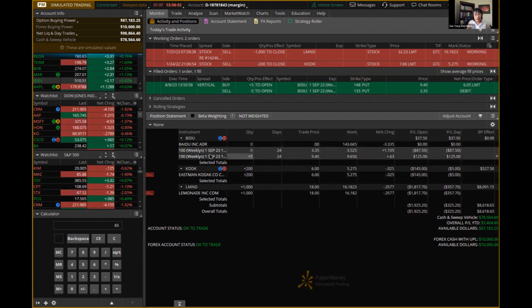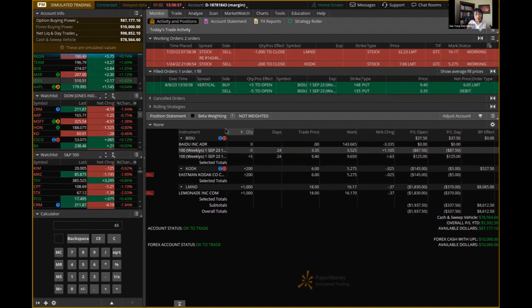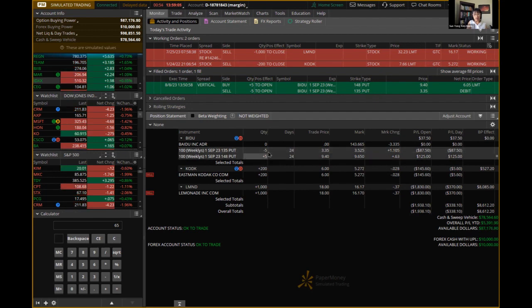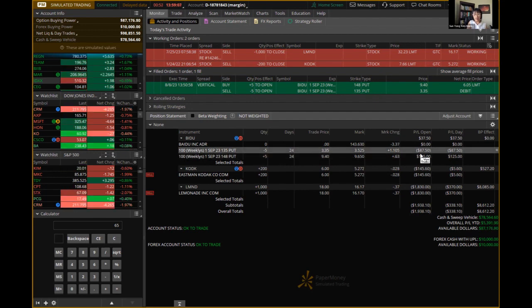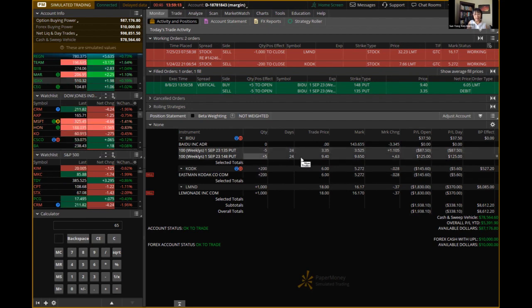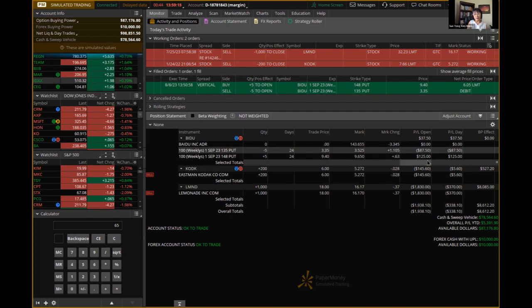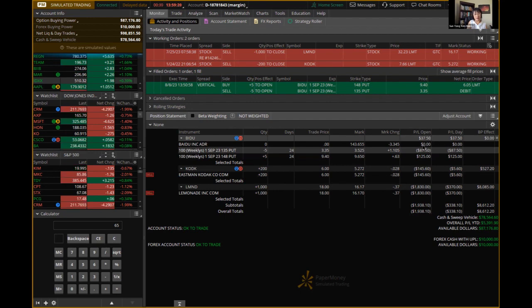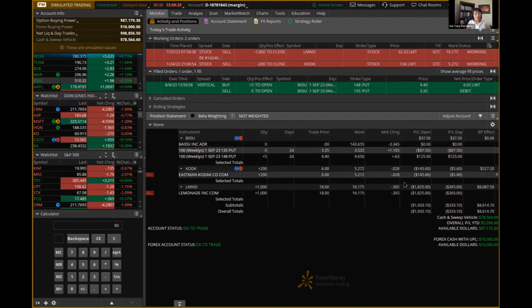But let's take a closer look here. Let me move this a little bit so you guys can see. The 135 put, -5, I'm losing 87.50. Yet the 148 put, +5, I'm making 125. So overall, these two numbers give 37.50. That's how much I'm making so far. I hope this helps you learn how to set up an option trade.